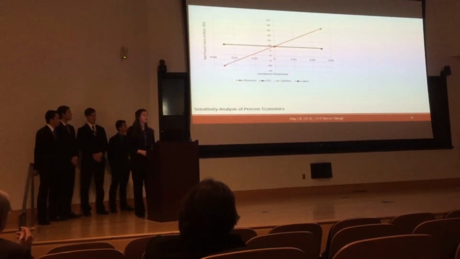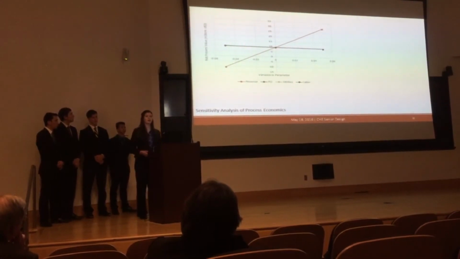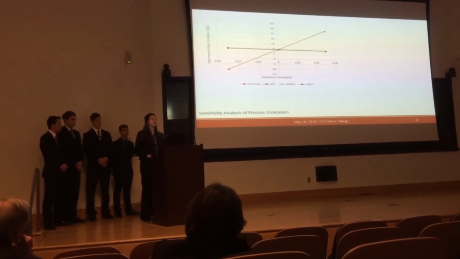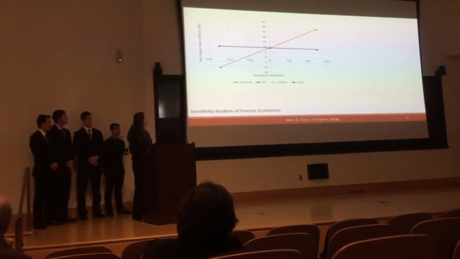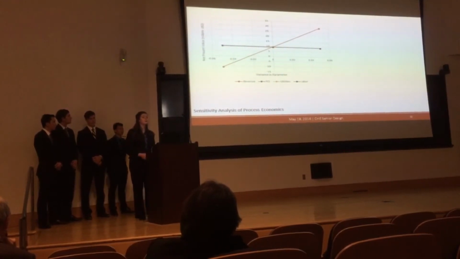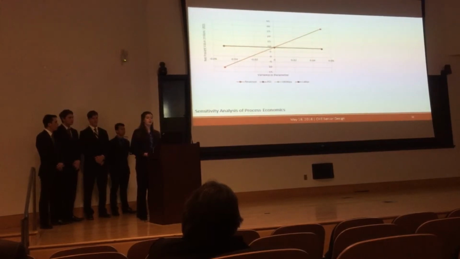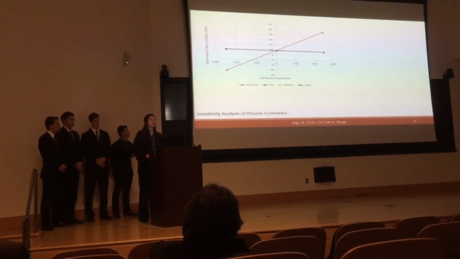Because we are profitable, we wanted to then run our sensitivity analysis on why we're profitable and what we might be sensitive to. This graph shows on the x-axis variance in several different parameters, and on the y-axis the effect it has on our net present value in millions of USD. The orange line is the line of revenue. It is positively correlated between increase in revenue and increase in net present value, which makes sense.